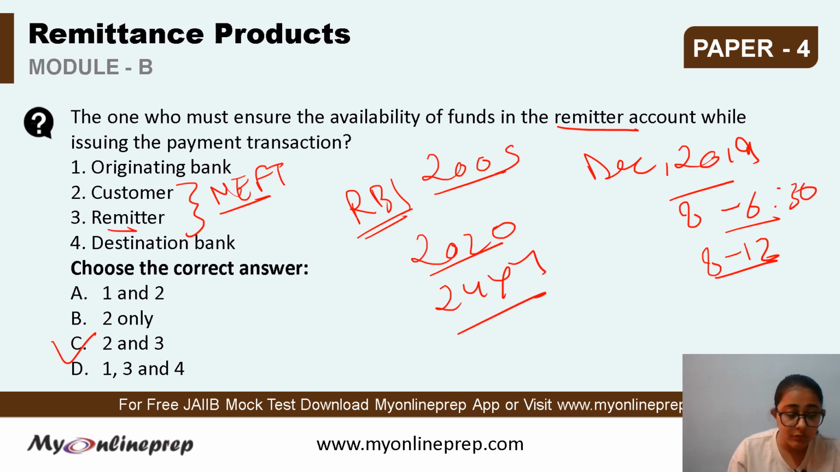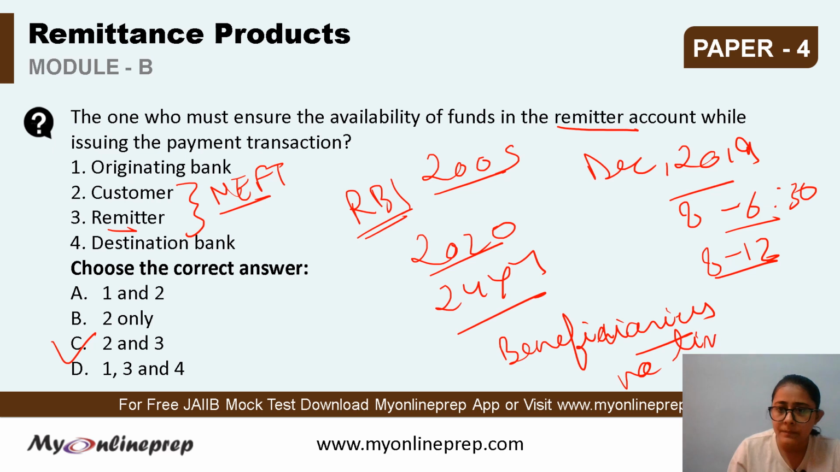And for this, to transfer the funds, we must add beneficiaries. Beneficiaries must be added, only then can we transfer the funds using NEFT. And there's no limit on the amount. We already discussed there is no limit on the amount that can be used.